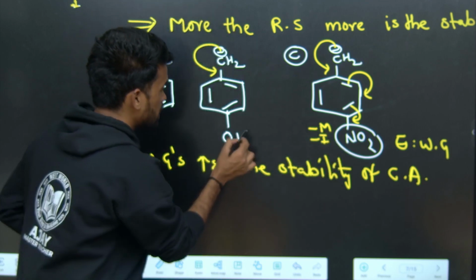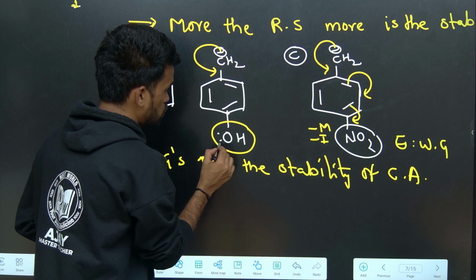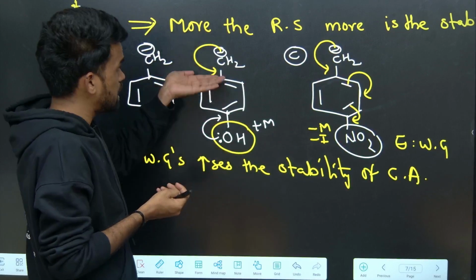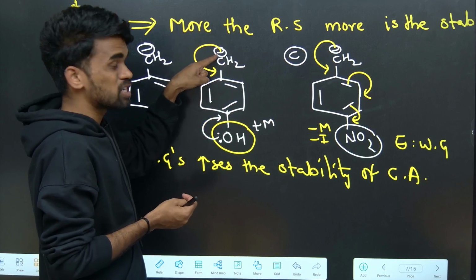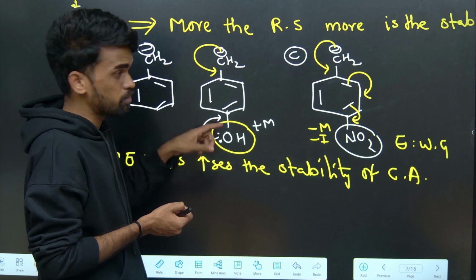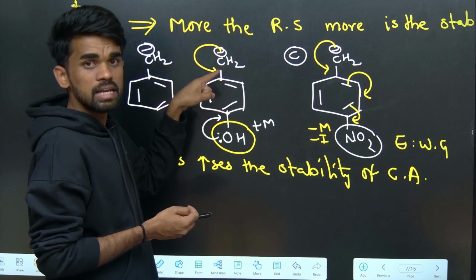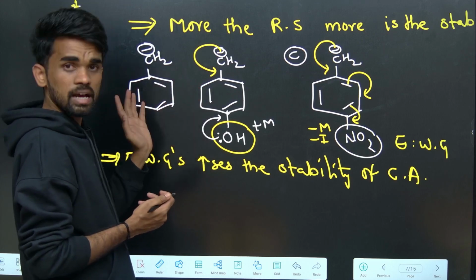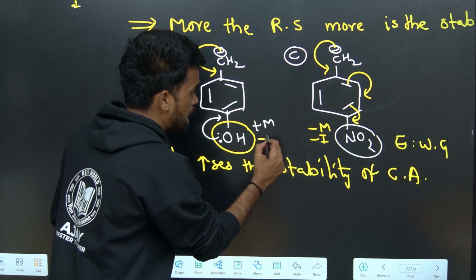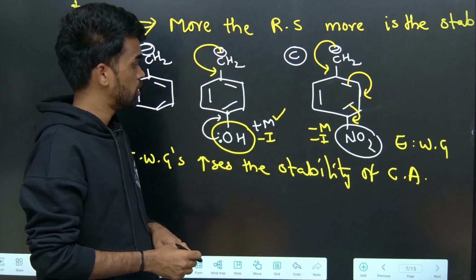So what effect will this OH group show? Using these lone pairs it can donate. It means it shows a plus M effect, releasing the electrons. But here, in order to stabilize the carbanion we need a withdrawing group, and this is releasing. It means this system is getting destabilized. So this will be the least stable when we compare with the other two. This group will show a plus M effect and also a minus I effect, but we know the plus M effect is the dominating effect.